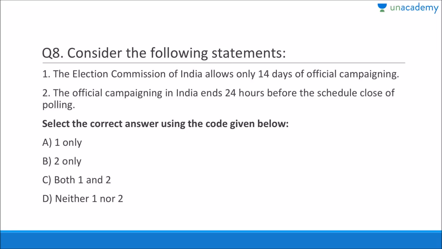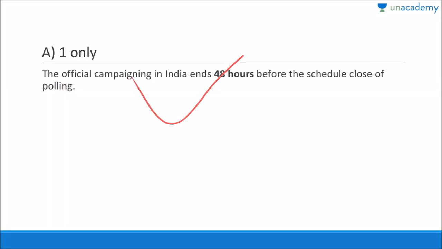Question number 8. The Election Commission of India allows only 14 days of official campaigning. That is correct. The official campaigning in India ends 24 hours before the scheduled close of polling. That is wrong. It is 48 hours before the polling. So answer here is A, 1 only.